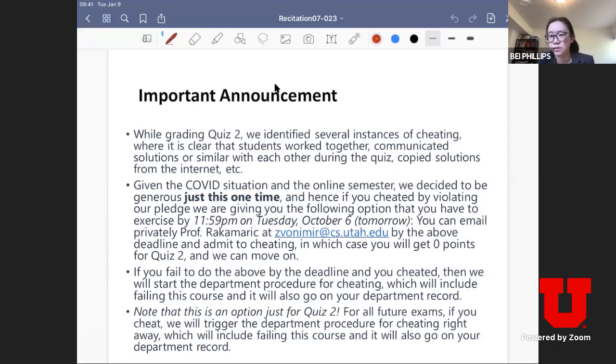Next one, which is a fairly important announcement, is regarding quiz number 2. And this is also announced through Canvas, that we did find a few instances of cheating. And we decided we're going to give a one-time scenario where if you let Professor Zvan know about it by midnight today, you will just get a 0 for this quiz and we'll just move on. But if you do not, then we will proceed with a departmental procedure, which includes failing the course, and it will go on your record. So it's just a quick announcement. And if you want to read details, this is also part of Canvas.